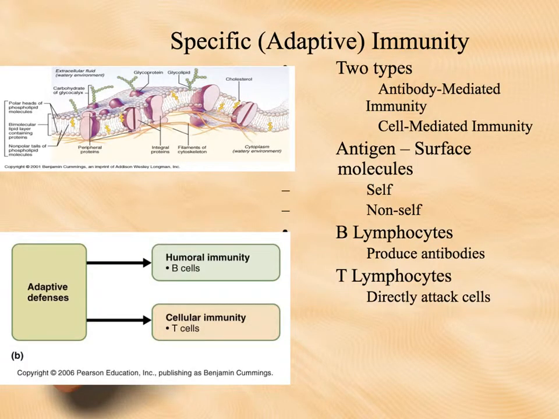Okay, there are two types of specific immunity. We have antibody-mediated, which is going to involve B cells, and cell-mediated, which involves only T cells. Both involve helper T cells. An antigen is a surface molecule. It stands for antibody-generating protein, and so it's anything that causes a reaction.